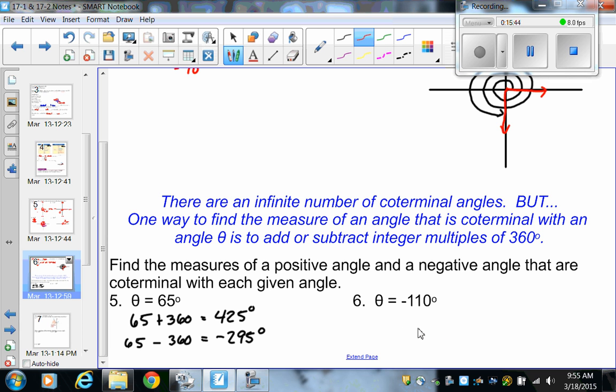So on number 6, we have negative 110 degrees. So I'm going to take the negative 110 and add 360 to get 250 degrees. And then I'm going to take the negative 110 and subtract 360, and I'm going to get negative 470 degrees.